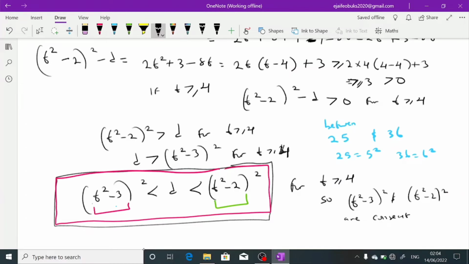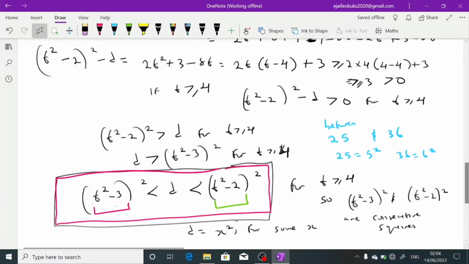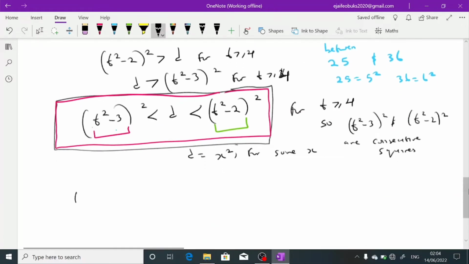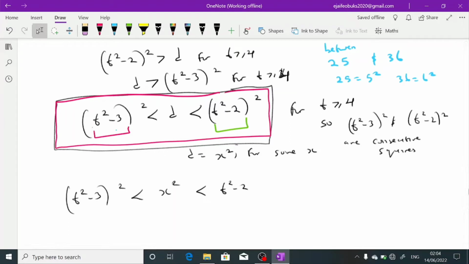And we want d to be a perfect square. Let's say d equals x squared for some x, because d has to be a perfect square. We already agreed that d has to be a perfect square for p to have rational solutions. We're having something like t square minus 3 all squared less than x squared less than t square minus 2 all squared.